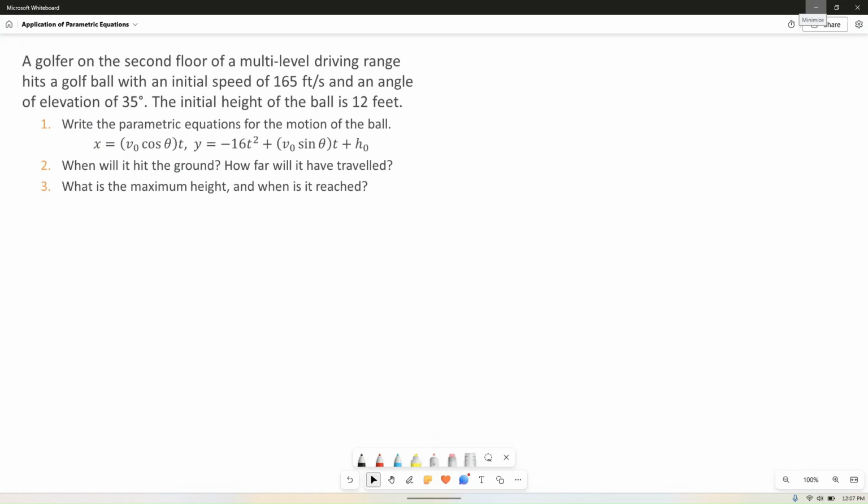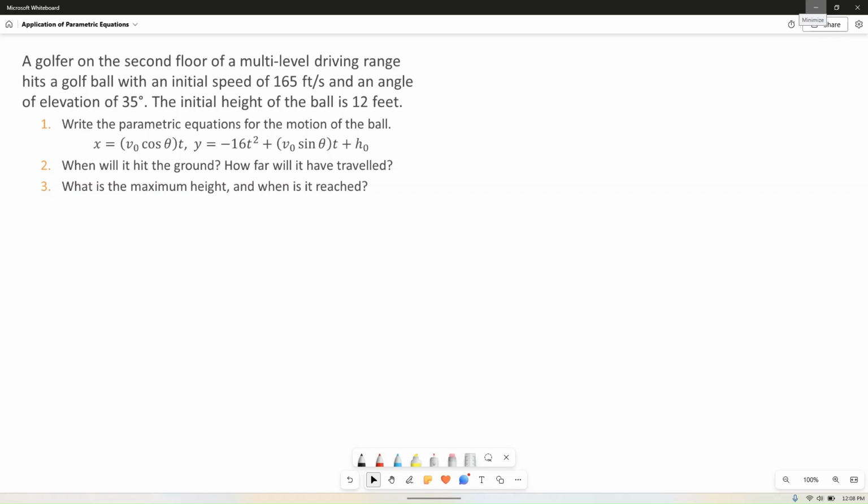Let's look at an application of projectile motion using parametric equations. In this example, we have a golfer on the second floor of a multi-level driving range. The golfer hits a golf ball with an initial speed of 165 feet per second and an initial angle of elevation of 35 degrees. Again, that's 35 degrees from the horizontal, rotating upwards. The initial height of the ball is 12 feet, because remember, they're hitting it from the second floor.